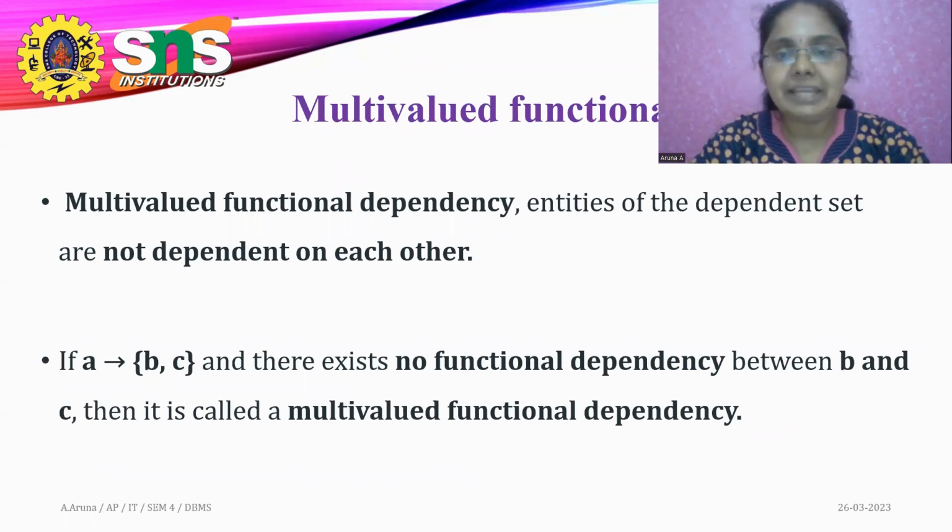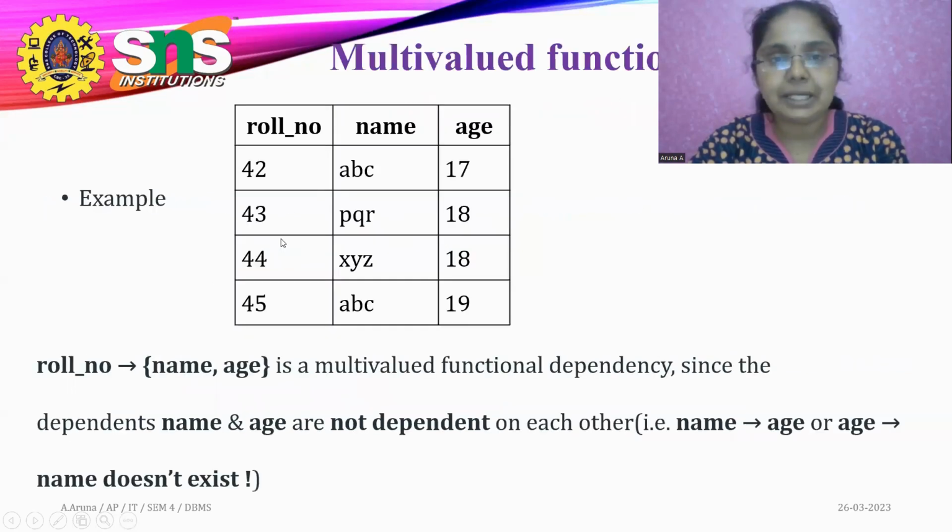The next one is the multi-valued functional dependency. Here the entities of the dependent set are not dependent on each other. For example, A tends to B, comma C. Here A is your determinant, and B, C is called the dependent set. There is no functional dependency between the Y components, that is B and C. So B is not related to C, but A is related to B, and A is related to C. These types of functional dependencies we can call multi-valued functional dependencies.